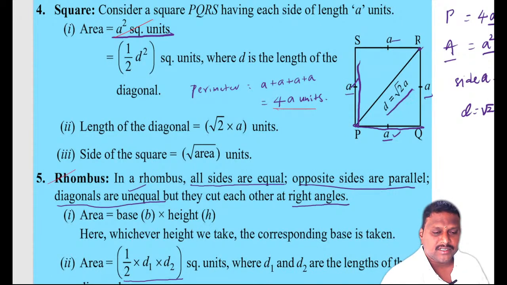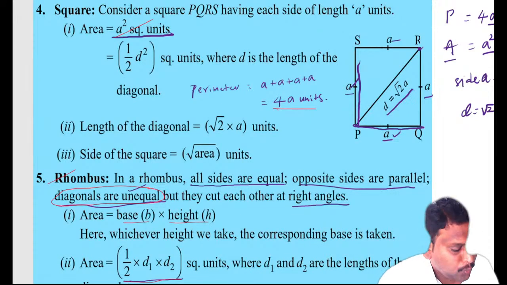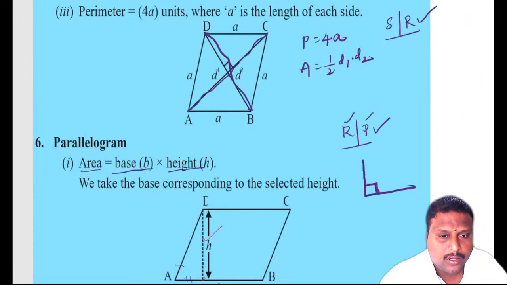And we have discussed the rhombus. What is the difference between the rhombus and the square? Diagonals are unequal. Very important. Even if you get this as a question, what is the difference between the rhombus and the square? The area of a rhombus is equal to base into height, or half d1 d2. We need to remember all these formulas.